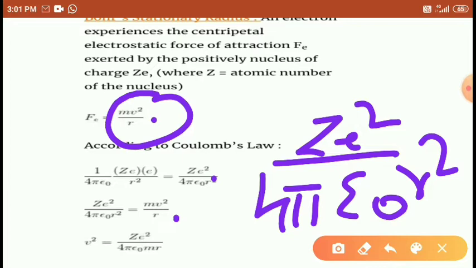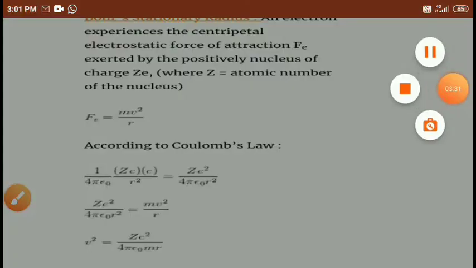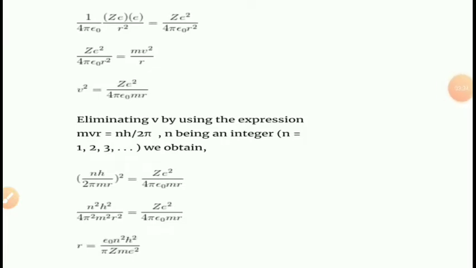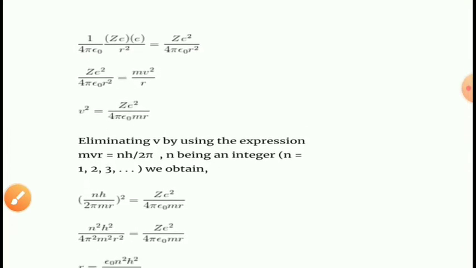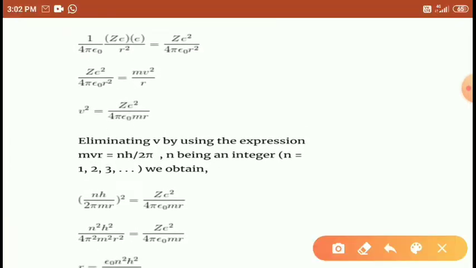So here we are comparing the centripetal force and the electrostatic force. While comparing, first we have to take v square outside. When we take v square outside, m comes to the bottom, that is Z square by 4 pi epsilon naught mr. Right students? Yes students, this formula gives v square, that is Z square by 4 pi epsilon naught mr.